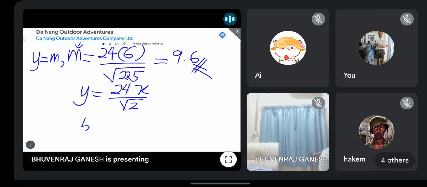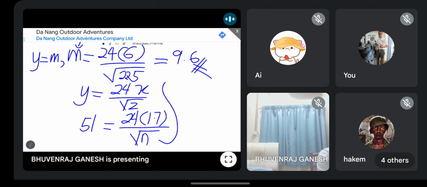So you have Y equals to 51, X equal to 1.7. You have to find Z. Make sure you change Z to N, because dalam jadual Z sama dengan N. So you will get something like this.